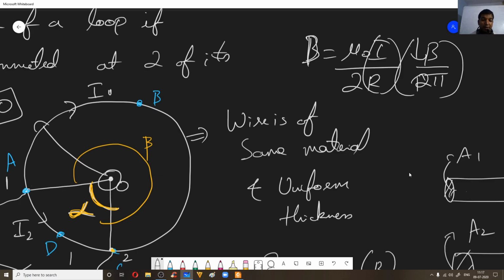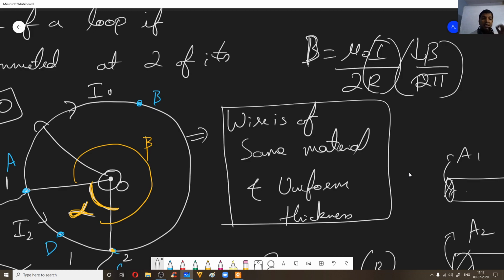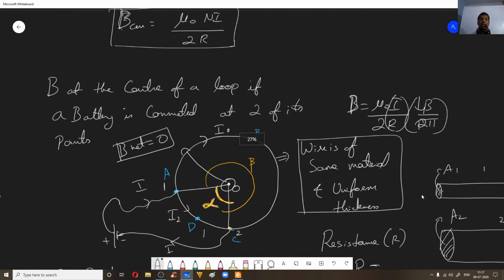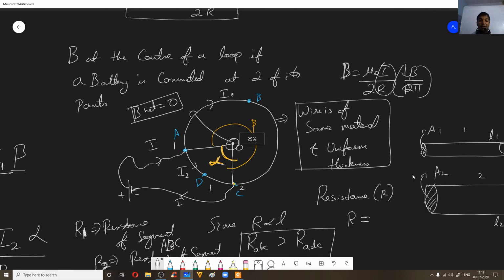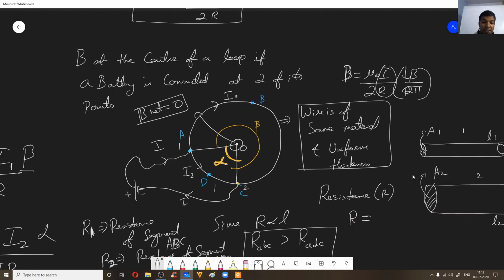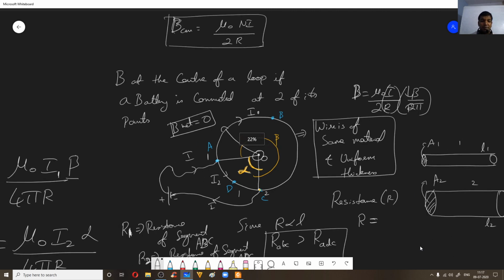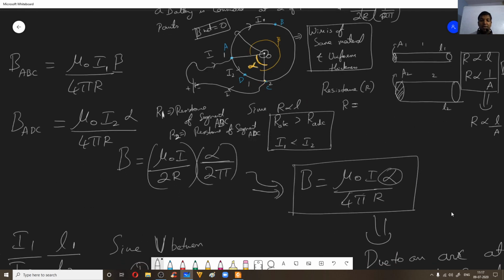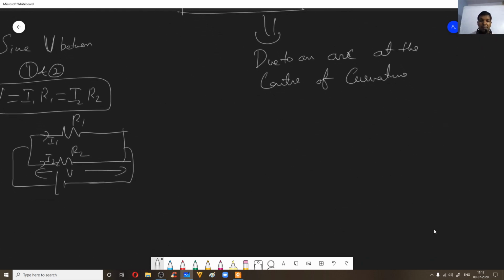If you are choosing the wire to be of the same material, then more is the arc length, more will be the resistance, less will be the current, okay. If the current becomes less, obviously the magnetic field at the center will be less, okay. Now the magnetic field due to both the arcs, they are equal in magnitude but opposite in direction. So that is the reason we get the net magnetic field at the center to be 0, only if the wire is of same material and uniform thickness, okay. I hope you understood this. So please write in your notes step by step, then you'll understand, okay.